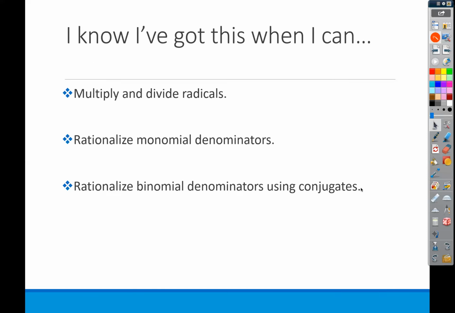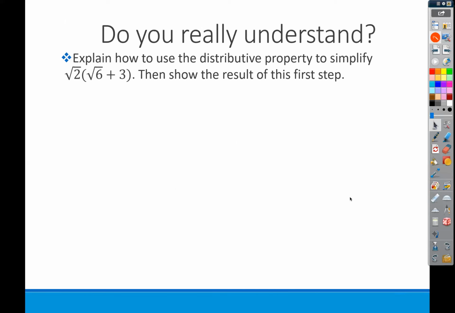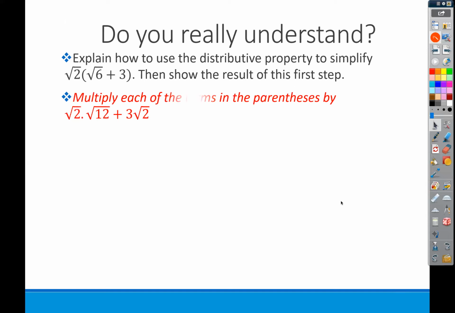I know I've got this when I can multiply and divide radicals, rationalize monomial denominators, rationalize binomial denominators using conjugates. Do you really understand? Explain how to use the distributive property to simplify the square root of 2 times the quantity square root of 6 plus 3. Then show the result of the first step. Okay, so you multiply each of the terms in the parentheses by the square root of 2, and the result would be the square root of 12 plus 3 square root of 2. Remember, that's just the first step.